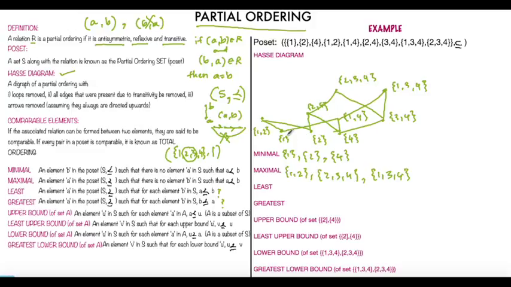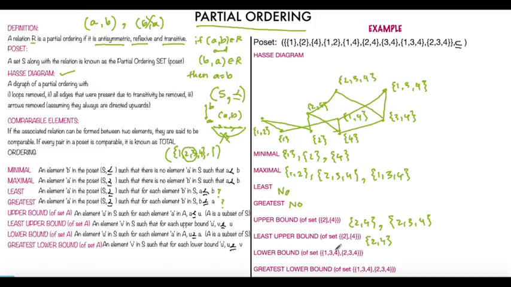Least element. Is there an element for which everyone is greater than that? No. Similarly, is there a single element for which everyone is less than that? No. So, upper bound of 2 and 4. So for 2 and 4, one upper bound is obviously 2 4, and the other upper bound is where 2 and 4 connects to the next one, which is 2 3 4. Among them, the least is 2 4. Least means which is the closest to 2 and 4 in the Hasse diagram.